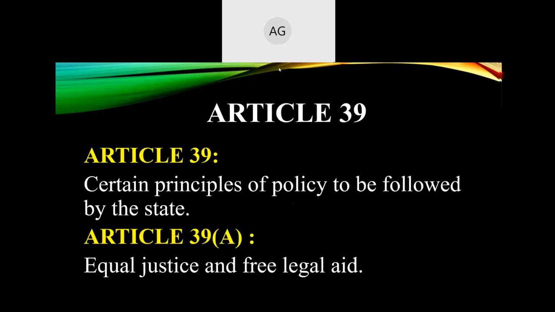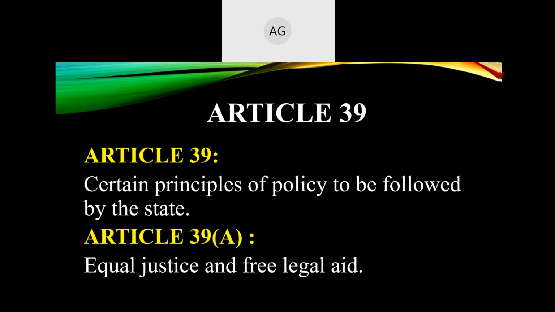Students, when I speak about Article 39, this Article 39 is also interrelated to Article 38. Now, what does Article 39 state? Article 39 states that there should be certain principles of policy that should be followed by the state. Somewhat it is the same. In the last article also we said that there should be a social order which has to be followed by the state.